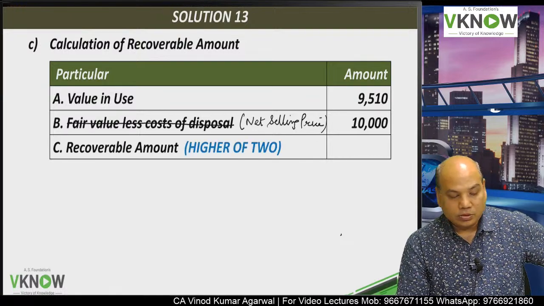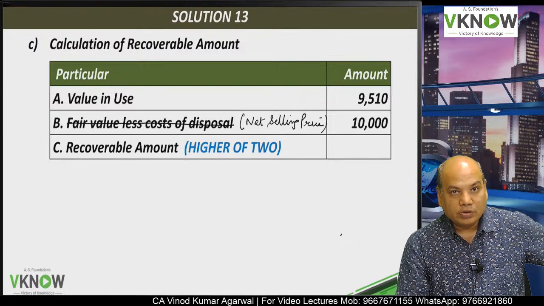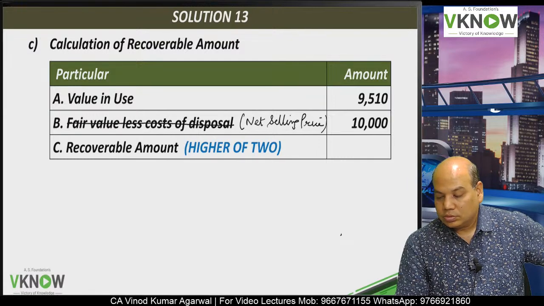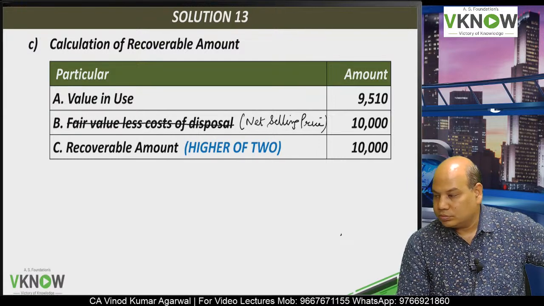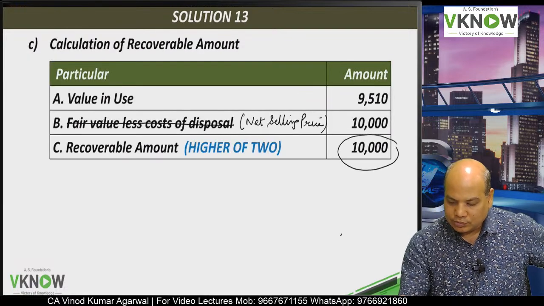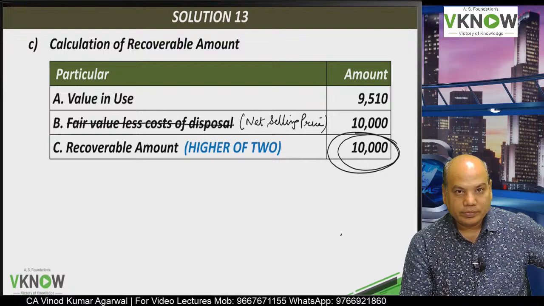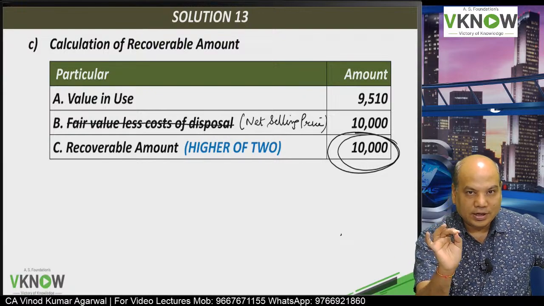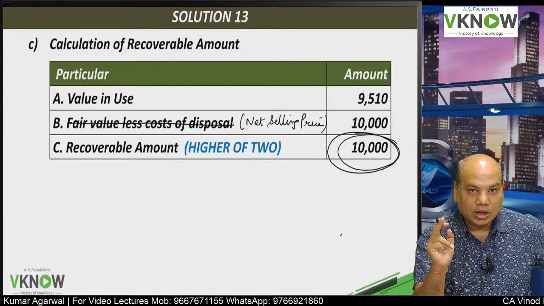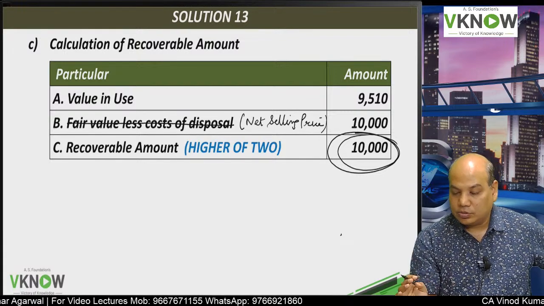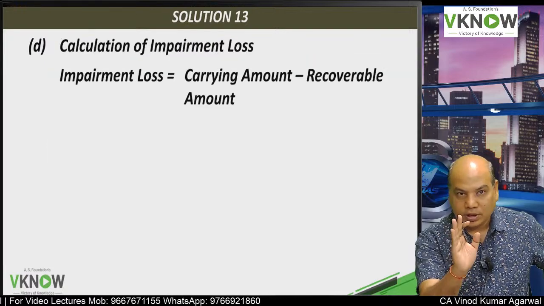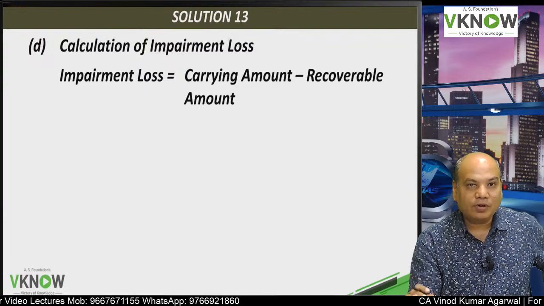Therefore, recoverable amount, higher of the two. Which is higher of the two? 10,000 is higher of the two. So for further calculation, I will use 10,000. I have got carrying amount in my step 1, 12687. I have got recoverable amount 10,000. Now I am going to compare carrying amount and recoverable amount.